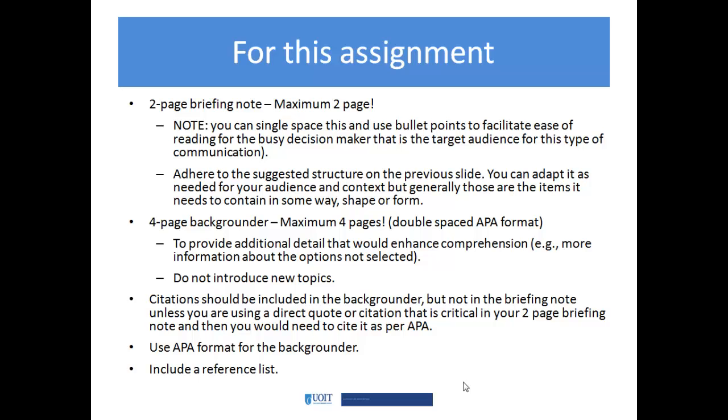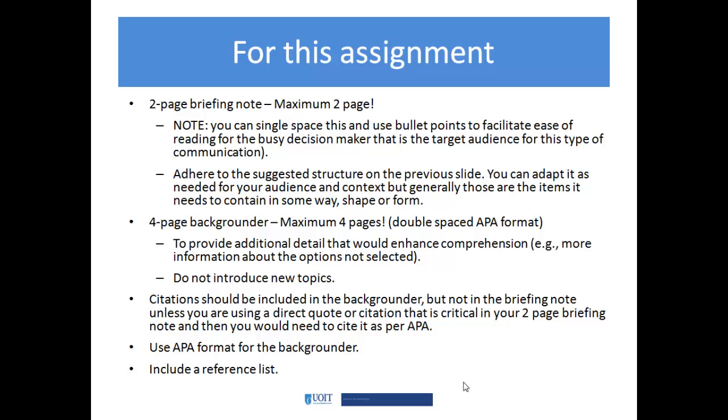We're calling it a backgrounder in this case. In other settings it might be called appendices. The purpose of these 4 pages is to provide additional detail that would enhance comprehension. So it's more information about what was presented in the first 2 pages. It's not new topics. The backgrounder needs to be APA formatted, double-spaced, with APA attention to detail, citations, all of that sort of thing. Citations should be included in the backgrounder, not necessarily in the briefing note, unless you use a direct quote or a citation that's critical. Then you will need to cite it. But usually the briefing note is very straight speak.